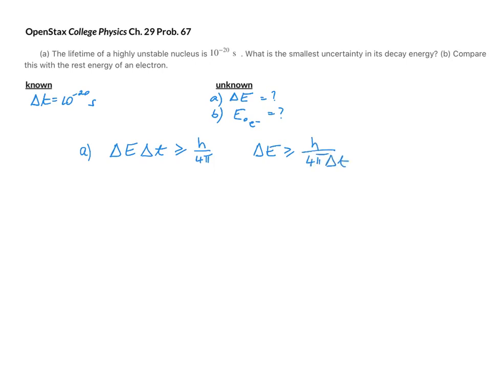So when we solve for delta E, it's going to be greater than or equal to 6.63 times 10 to the negative 34th joule seconds divided by 4 pi times delta T, which is 10 to the negative 20th seconds. And when we plug in these numbers, we get 5.28 times 10 to the negative 15 joules.